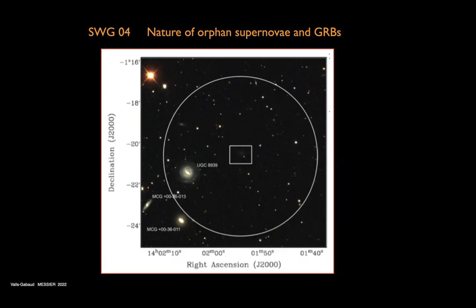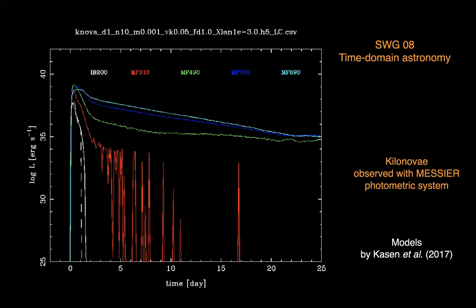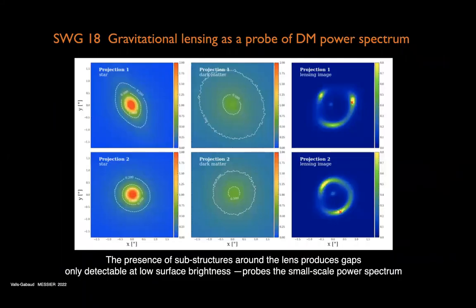Another thing is orphan supernovae or orphan gamma ray bursts. Oftentimes you do identify these explosions far away from the host galaxy. And if you just look at the velocities, they make no sense. And actually, if you go deep enough, you can see that you have a low surface brightness galaxy underneath the supernovae or the kilonovae. So we have produced synthetic light curves for kilonovae using the MESSIER filters. And again, I can talk about this for a long time. You can also study the perturbations in the Einstein rings, because surface brightness is conserved during gravitational lensing, and so by going lower in surface brightness, you can have access to the gaps produced by the subhalos in the lens galaxy.